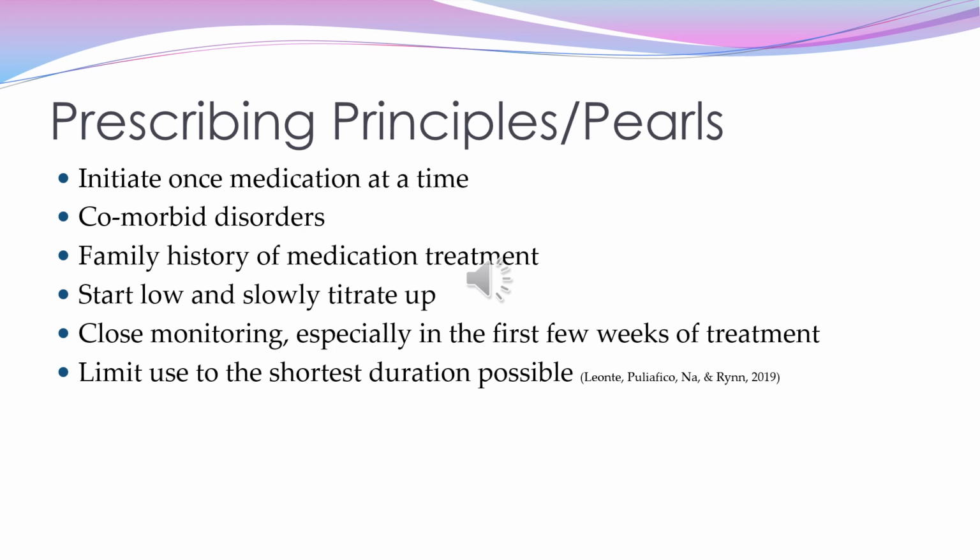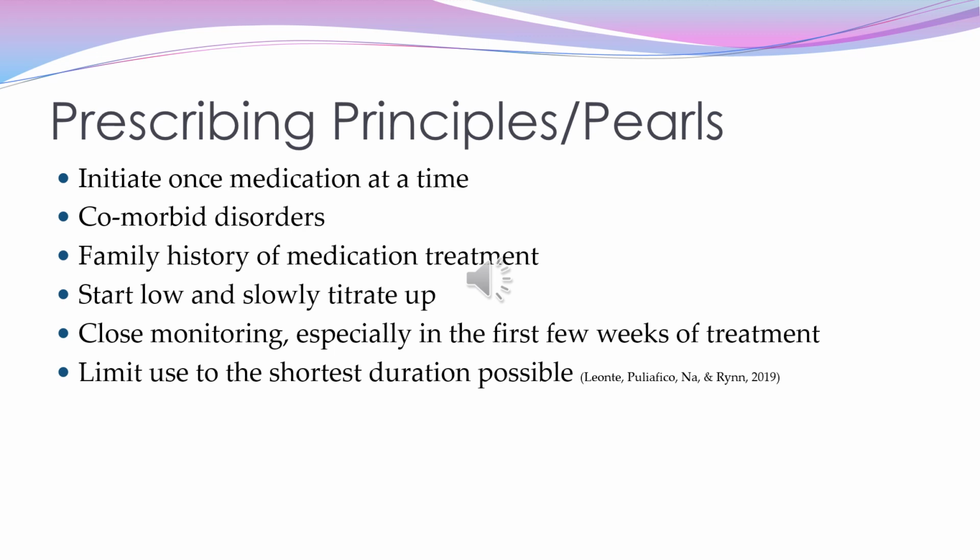When prescribing psychotropic medications to children and adolescents, it is recommended that you only initiate one medication at a time to avoid effects of drug-drug interactions and to discern which side effects are being caused by which medication. You should consider comorbid disorders. The medications for anxiety disorders can also help reduce the symptoms of other psychiatric disorders. You should consider family history of medication treatment. If a child's blood relative had good results using a particular medication, it could suggest that the same medication may be effective for the child.